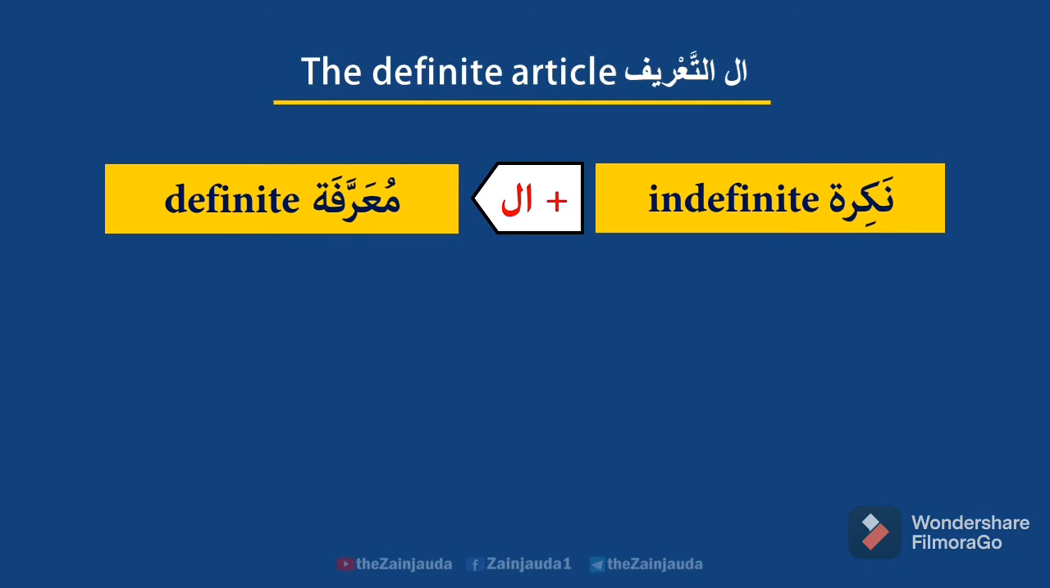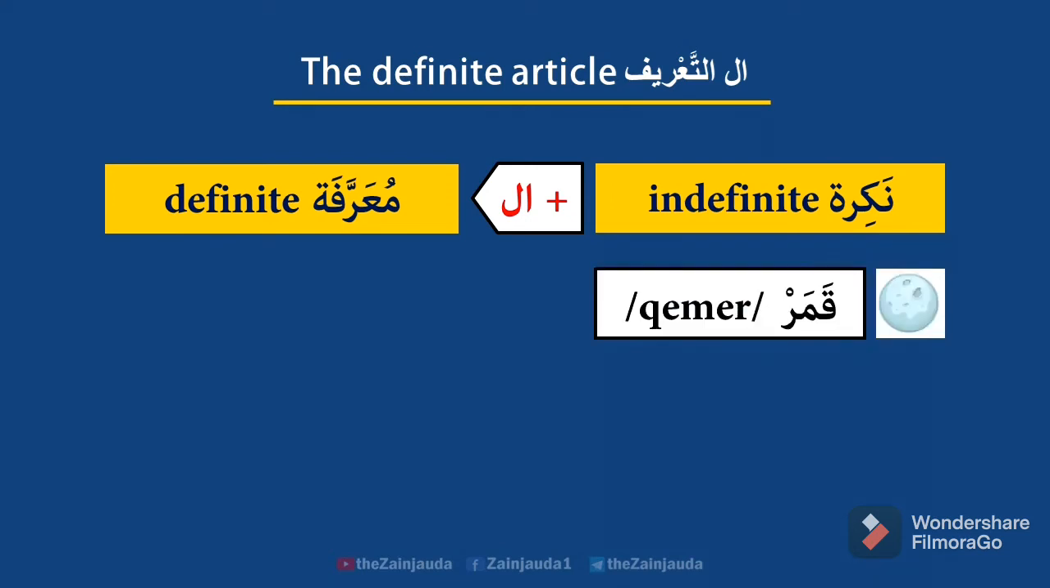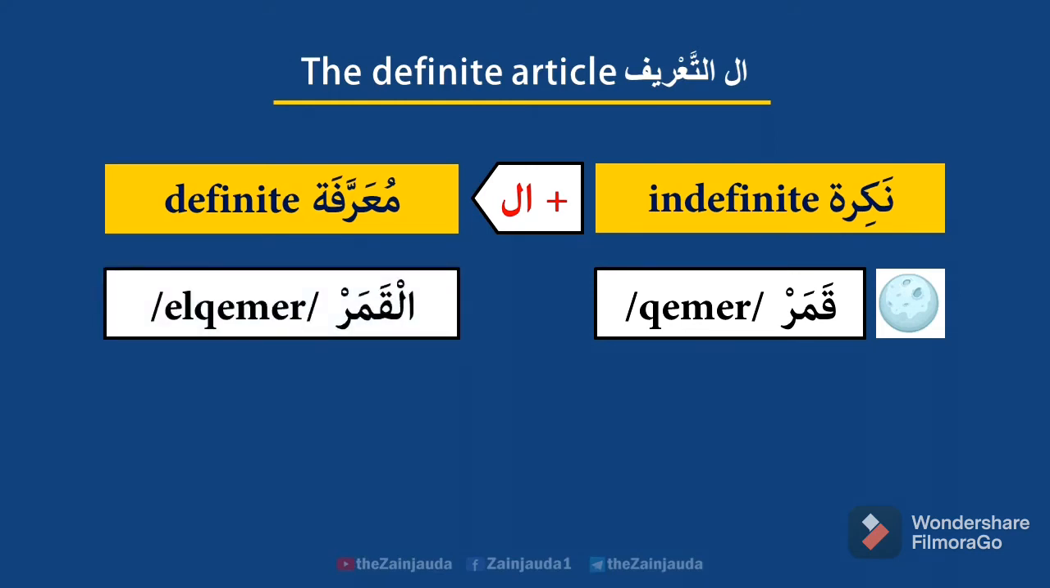Let's have some examples. This is the word qamar. Qamar means moon in English. Qamar has three sounds, which are q, m, and silenced r. When we add alif and lam at the beginning of qamar, it becomes al-qamar. Qamar is nakira, indefinite, and al-qamar is mu'arrafa, definite.